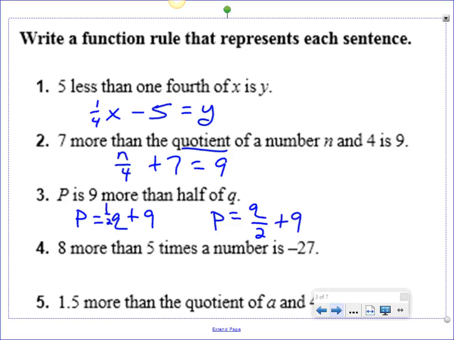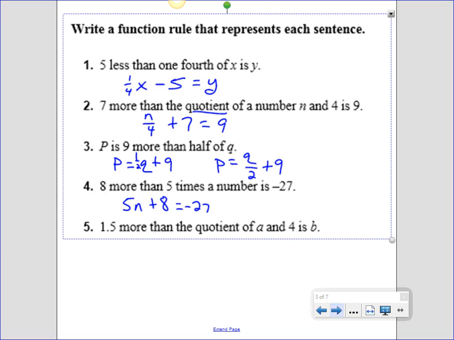Okay, 8 more than 5 times the number is a negative 27. 8 more than. So we're going to add on 8. What are we going to add on 8 to? 5 times the number. And it doesn't give us a variable, so we can use whatever variable we want. So 5 times the number, 8 more than that, is a negative 27.